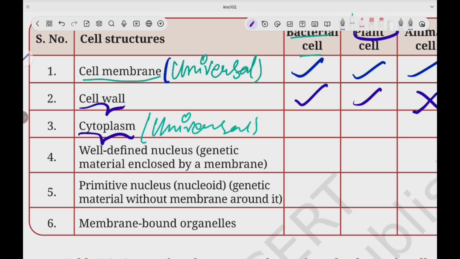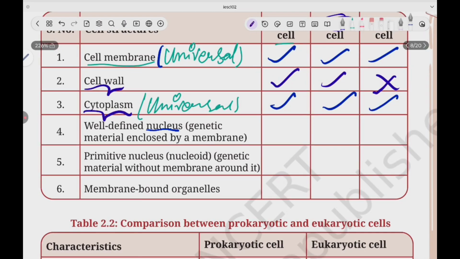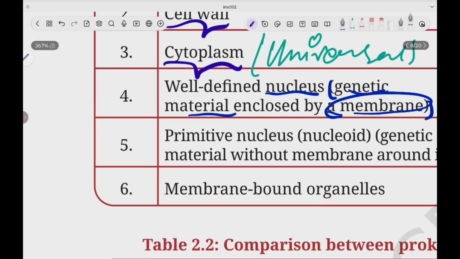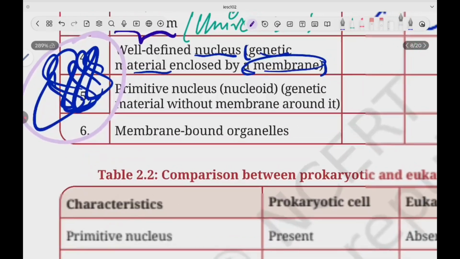It is present in all these cells: bacterial, plant, and animal. Then, a well defined nucleus: genetic material enclosed by a membrane. You have been given the explanation also. What do you mean by well defined nucleus? That means the genetic material, that is DNA actually, is surrounded by a membrane, that is the nuclear membrane.